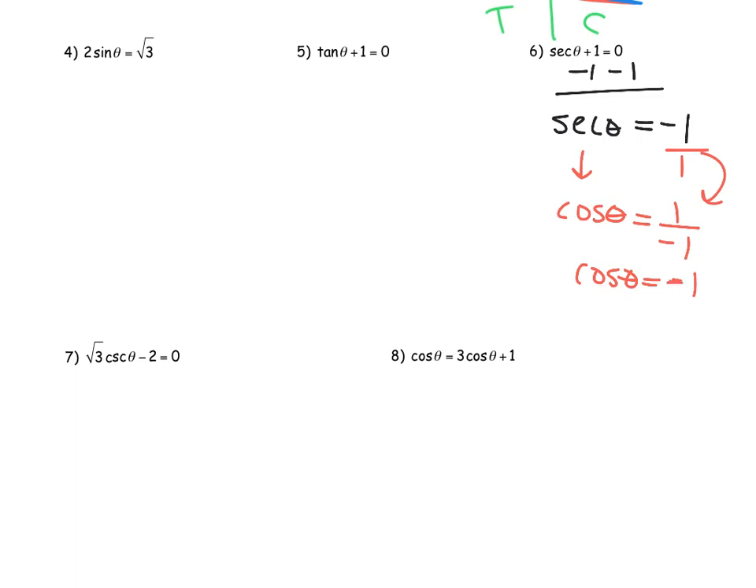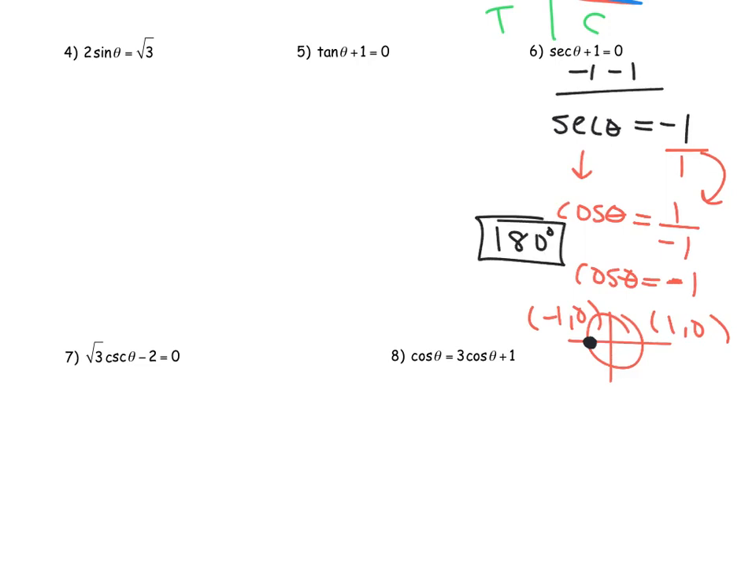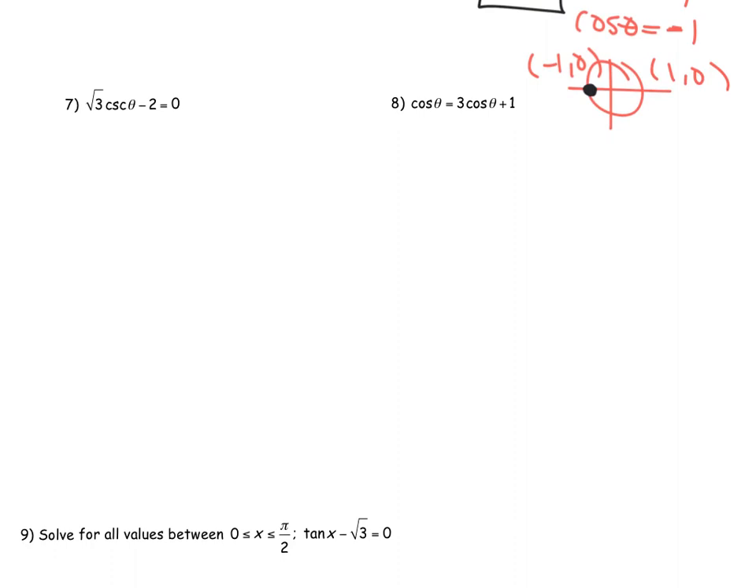Okay? So where does cosine equal negative 1? Well, again, just looking at my unit circle, cosine is negative 1 at 180 degrees. So right there. Boom. That's it. Okay? I would pause the video here and see if you can give 7 and 8 a try on your own, and I'll post the solutions.